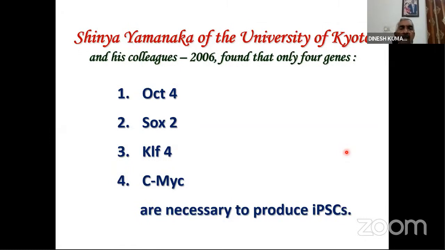In this work, Shinya Yamanaka of the University of Kyoto and his colleagues in 2006 found that only 4 genes, OCT4, SOX2, KLF4, and CMYC, are necessary to produce induced pluripotent cells. For this, Yamanaka got a Nobel Prize in 2013. And our Prime Minister, when visiting Japan for the first time, met this Nobel laureate, who has discovered that with the help of these genes, you can change any cell of the body into a pluripotent stem cell.